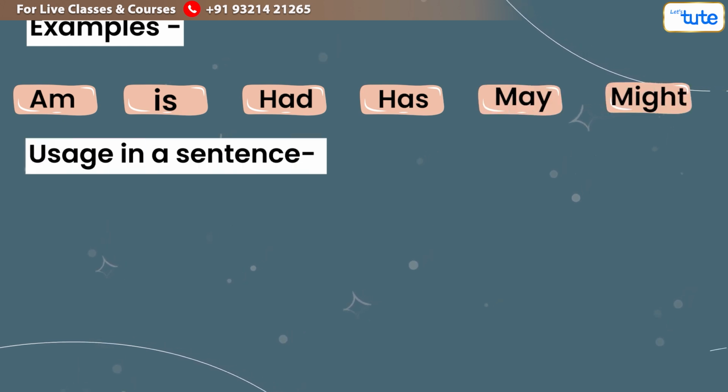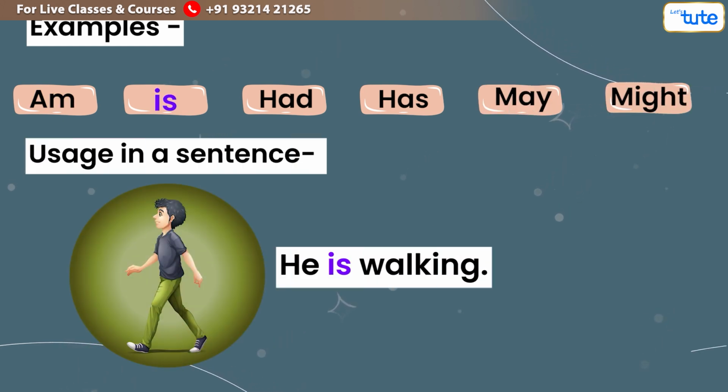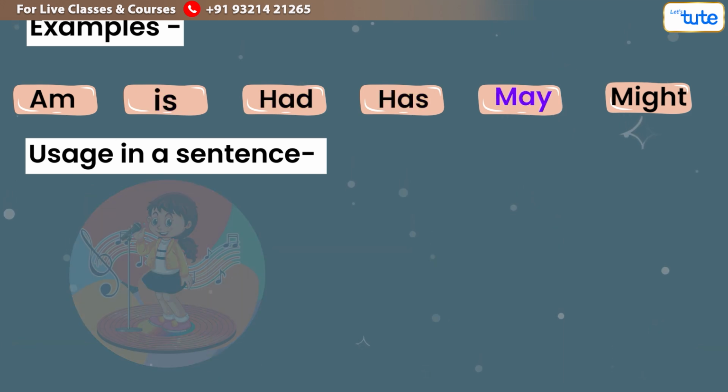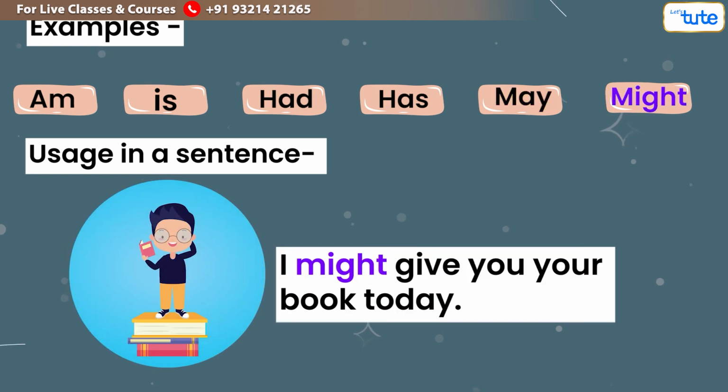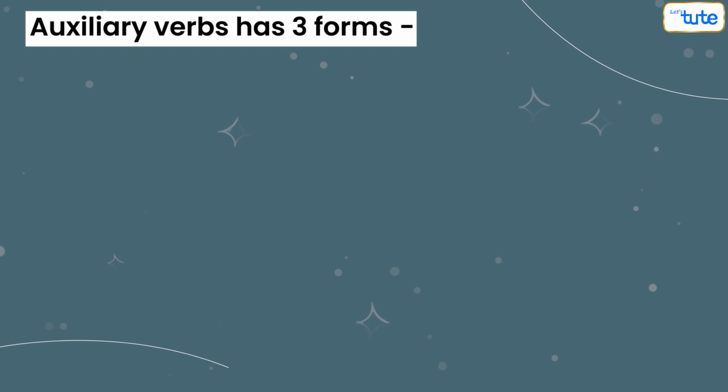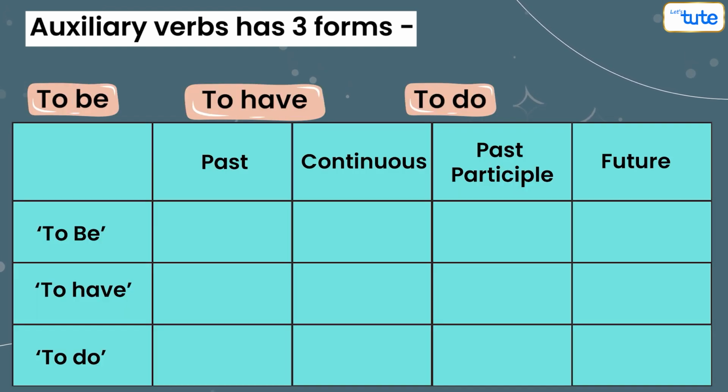Usage in a sentence: I am eating rice. He is walking. I had eaten already. She has left. Anita may sing tomorrow. I might give you your book today. Auxiliary verbs have 3 forms: to be, to have, to do. Look at the table below. They are the auxiliary verbs with their past, continuous, past participle and future tense.